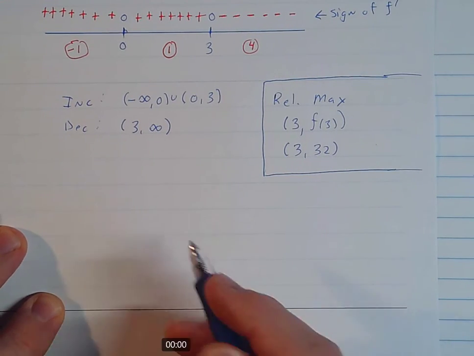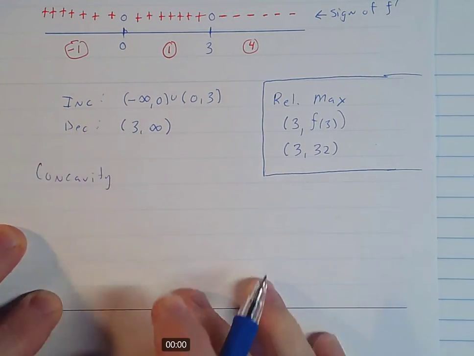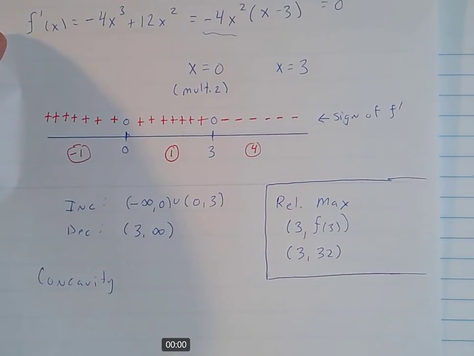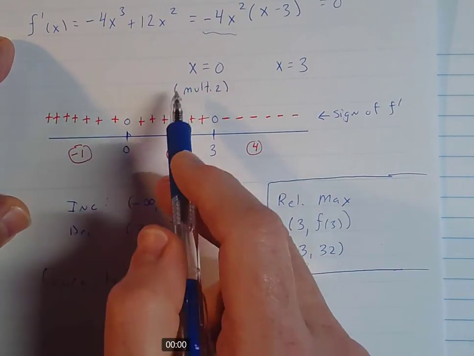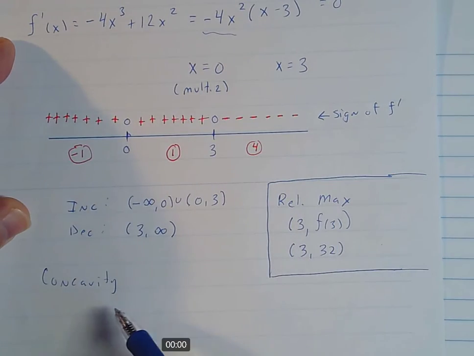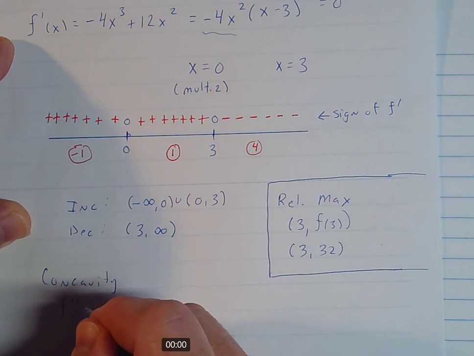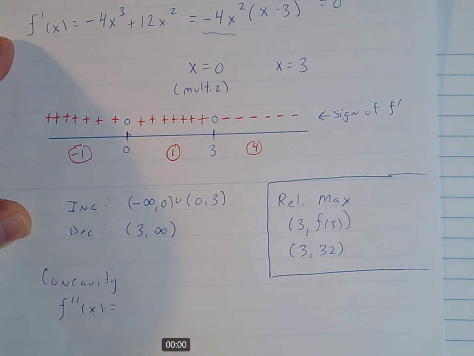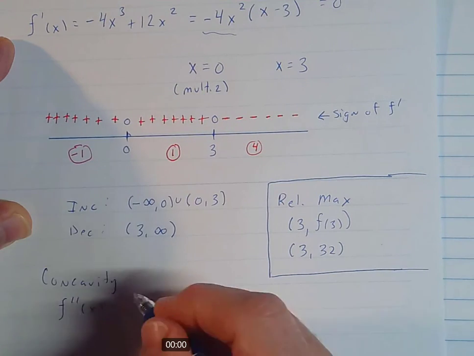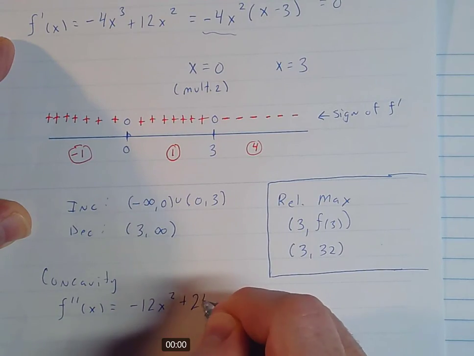We could talk about concavity. Okay, so let's remember what our first derivative is. Our first derivative is negative 4x cubed plus 12x squared. Concavity deals with the second derivative, so let's go ahead and write down the second derivative. The second derivative is going to be, let's see, looks like that will be negative 12x squared plus 24x.